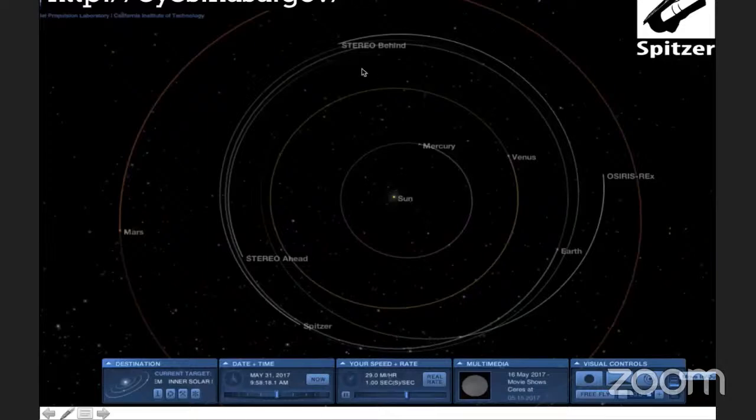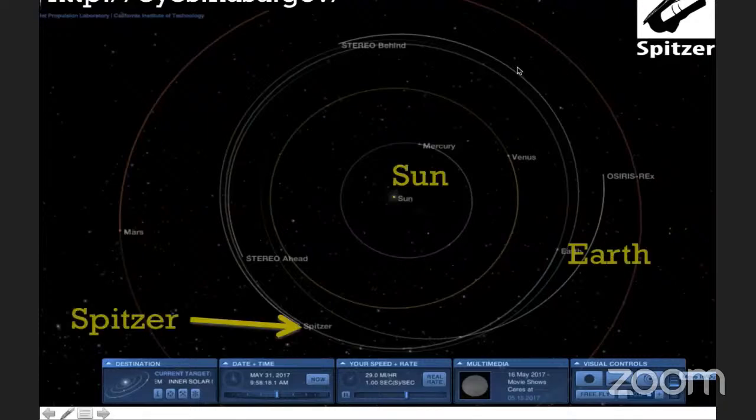They have labels here that are basically illegible if you're in a lecture hall, so I'm going to make them bigger. So Sun is there, the Earth is there, there's Mercury and Venus, and then there's some other spacecraft floating around. There's Mars out there. There's Stereo behind and Stereo ahead. Stereo is a mission that studies the Sun. OSIRIS-REx is there. It's on its way to Mars, you can see. This is what it looked like this morning as I'm recording this.